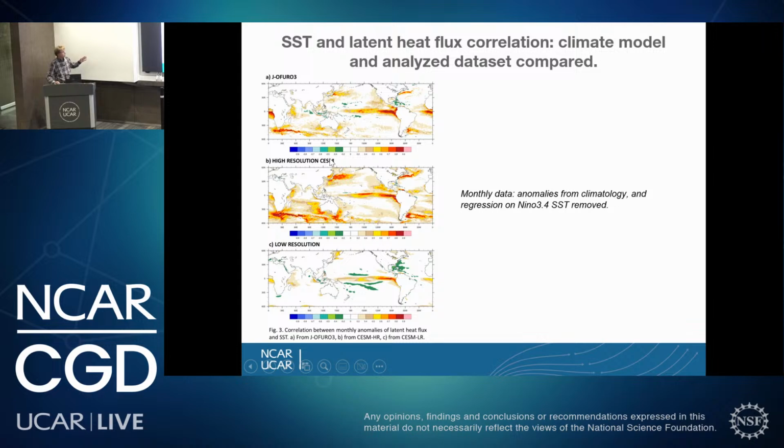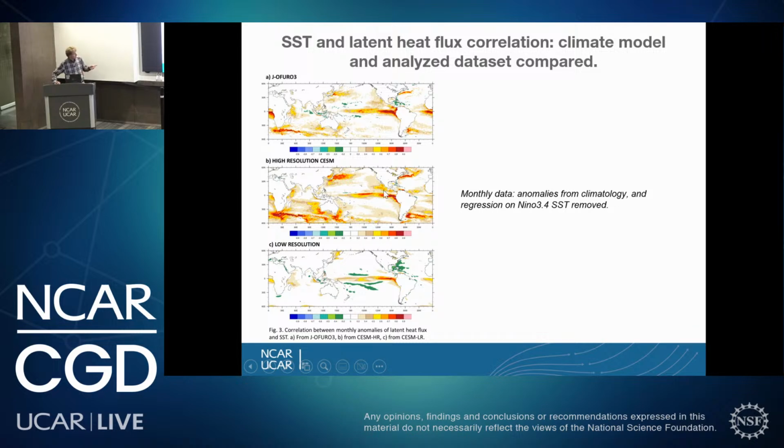This is the high resolution CSM, and what you see is qualitatively it's very good. Matches very well the JF403. It's stronger magnitude of correlation, but it matches well. And this is low resolution, and the way I've done this is look at sensitivity to ocean resolution for this particular plot. The atmosphere resolution is the same between these two panels. And you see the changing ocean resolution is the key thing, that you lose the signal in the extratropics.